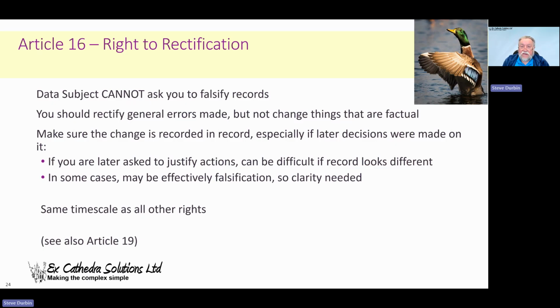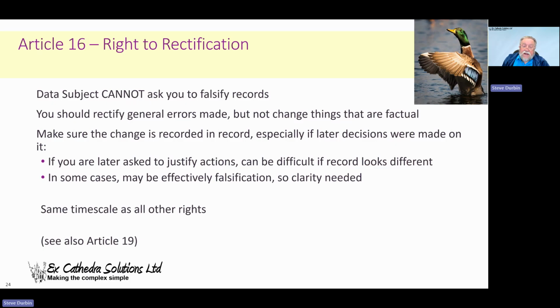You cannot be asked to falsify records. That is fraud. In some cases, it can actually also be against professional principles, like GMC principles. So just bear in mind, they can't ask you to falsify the records. Obviously, you should rectify general errors made, but even that is a bit tight. We need to be careful about that, but we can't change things that are factual, even if the patient or data subject disagrees. Make sure the change is recorded, especially if later decisions are made on it.